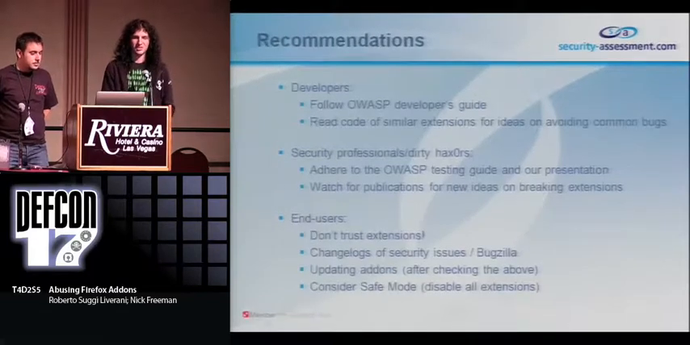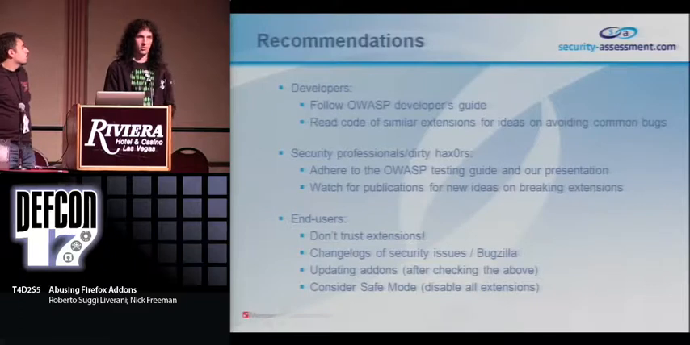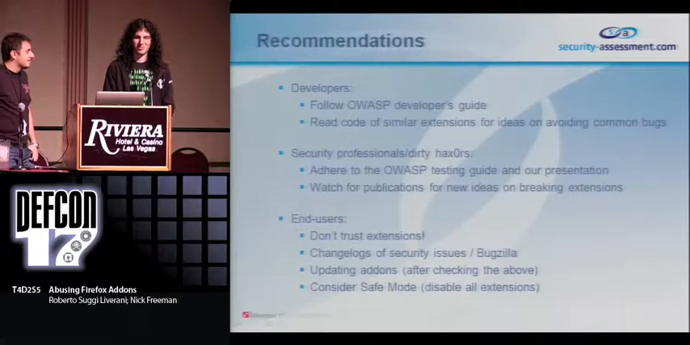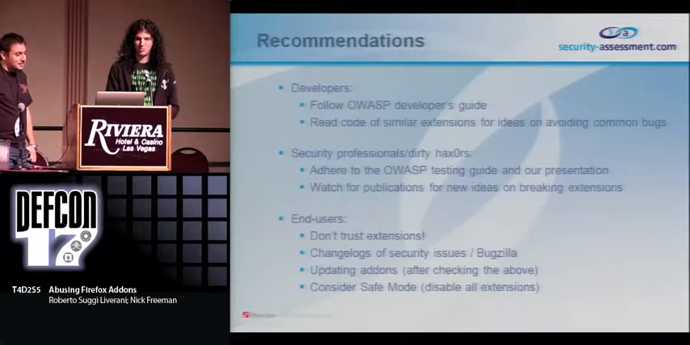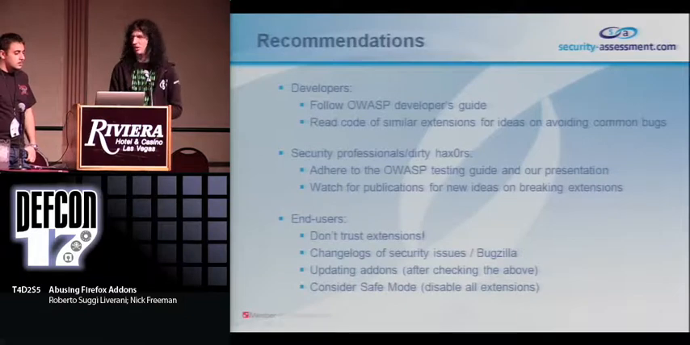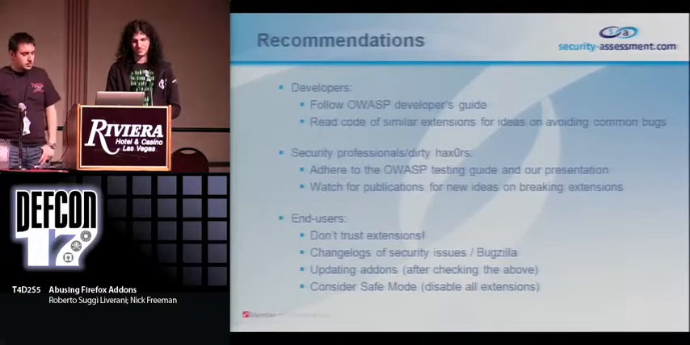So we've got a few recommendations. For developers of extensions, follow the OWASP Developers Guide and look at code of similar extensions for avoiding common bugs, but read it and don't use it blindly. For dirty hackers and security professionals, use the OWASP Testing Guide and our presentation when you're testing, and look for any publications we release. We're working on a strong methodology for this, which will be published in a while.